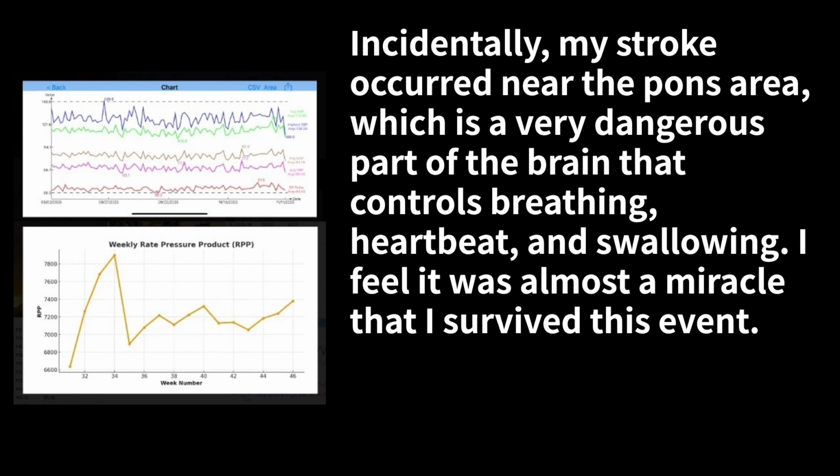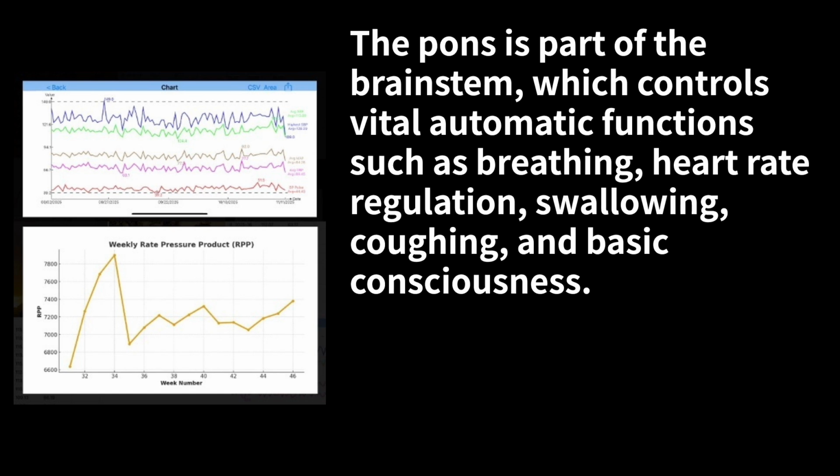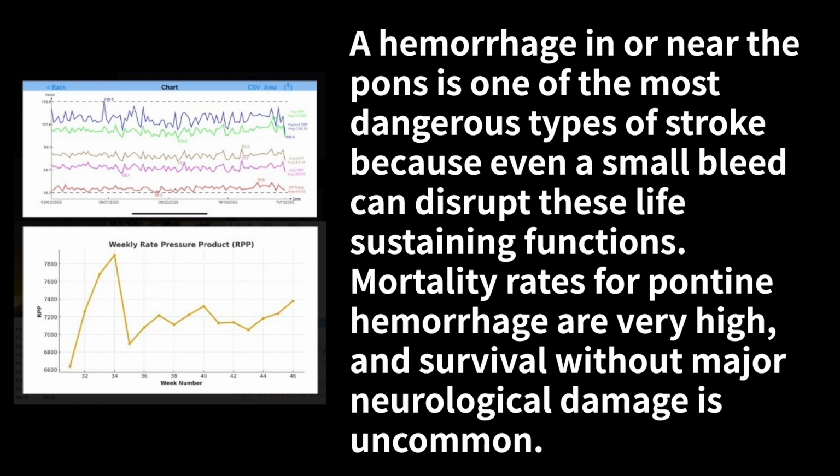Incidentally, my stroke occurred near the pons area, which is a very dangerous part of the brain that controls breathing, heartbeat, and swallowing. I feel it was almost a miracle that I survived this event. The pons is part of the brainstem, which controls vital automatic functions such as breathing, heart rate regulation, swallowing, coughing, and basic consciousness. A hemorrhage in or near the pons is one of the most dangerous types of stroke, because even a small bleed can disrupt these life-sustaining functions.